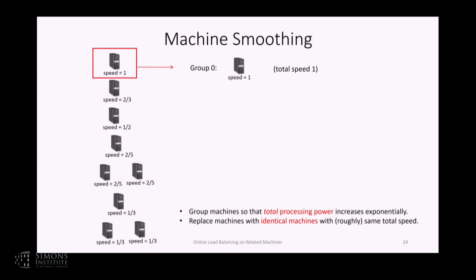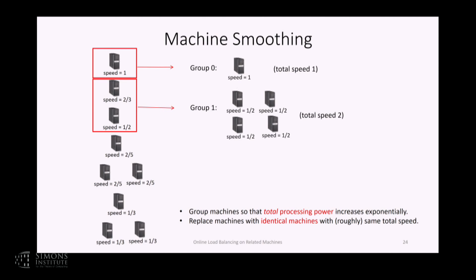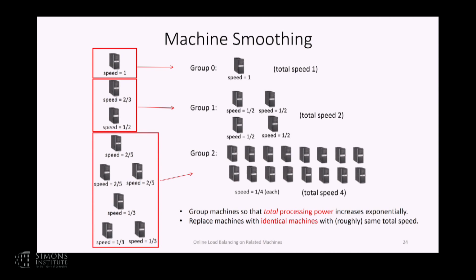Then we keep going until we collect a total speed that's double the first group, okay, and replace those machines with machines that are half the speed of my first group. And keep going. So again, I get a bunch of machines. The total speed of these machines should double my previous group. So it's exponentially increasing in the total speed. But then I replace them by machines that are uniform.